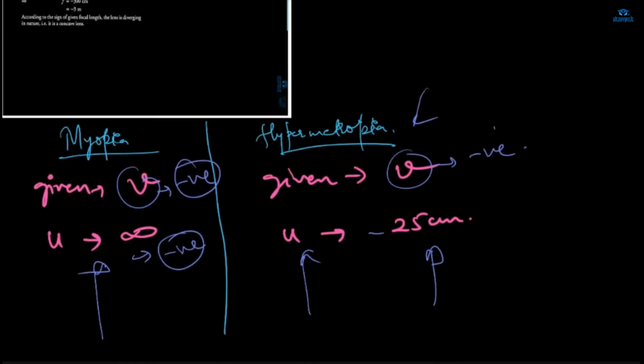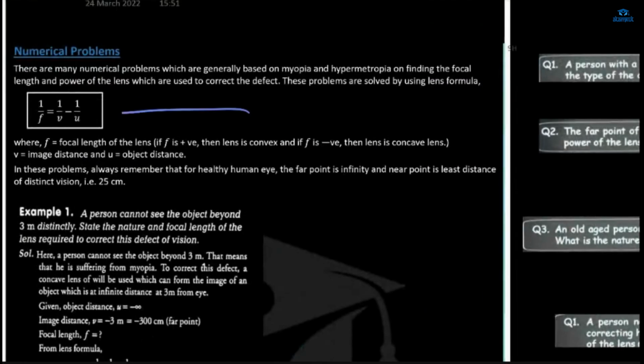These are the things we have to be concerned about. This will be the formula that we will be using for calculating focal length, and for power we will be using 1 by f when it is in meter, or 100 by f when it is in centimeter. Okay, 1 by f when the focal length is in meter, and 100 by f when it is in centimeter.